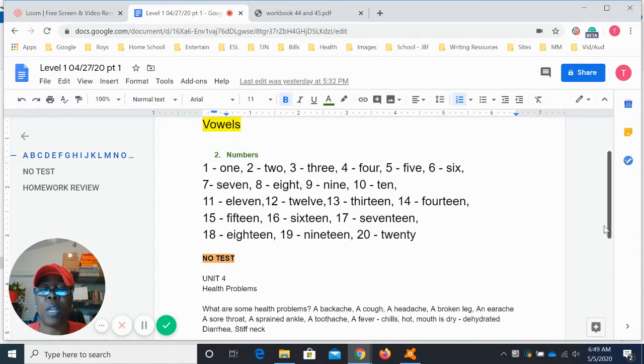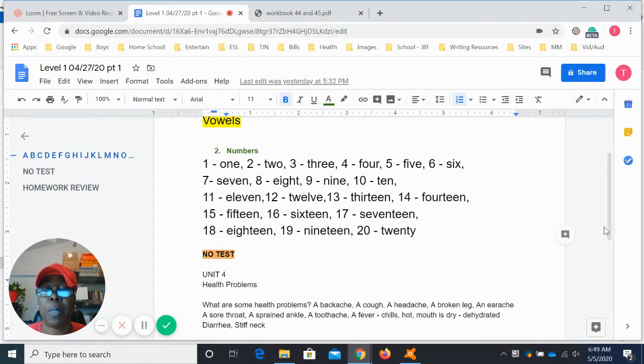All right. Now, in Unit 4, we've been talking about health problems. What are some health problems that we have talked about? What are some health problems we can have? Remember, when we talk about health problems, we say we have something. When we are at the doctor's office, the doctor might ask you, what's wrong, or what are you feeling, or what's going on? Why are you here at the doctor's office? What's the problem? There are different ways the doctor can ask you questions.